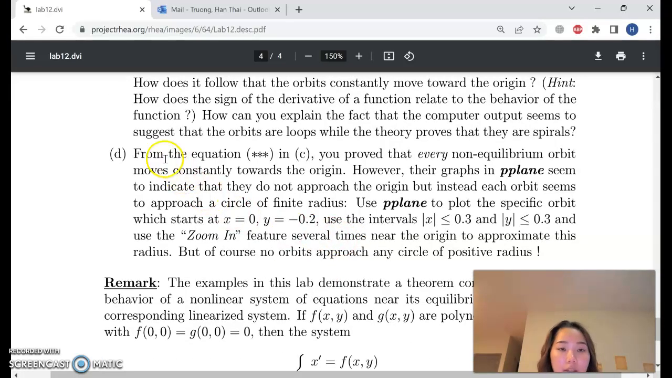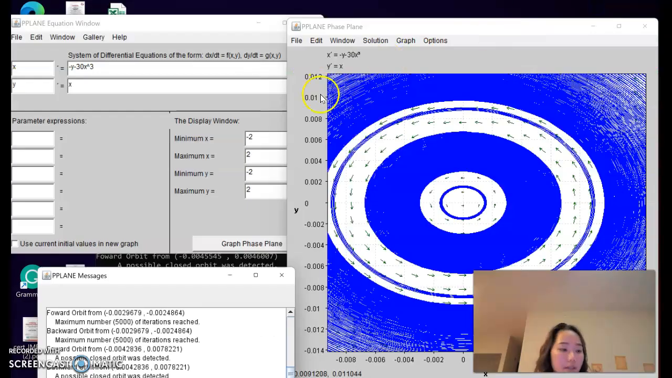For part D, from the equation you proved that every nonlinear orbit moves constantly towards the origin. However, their graphs in pplane seem to indicate it does not approach the origin at all. So we're going to use pplane to plot a specific orbit starting at x equal to 0 and y equal to -2, and zoom in to see what's happening. We're going to keep the same equation and zoom in on the right side.